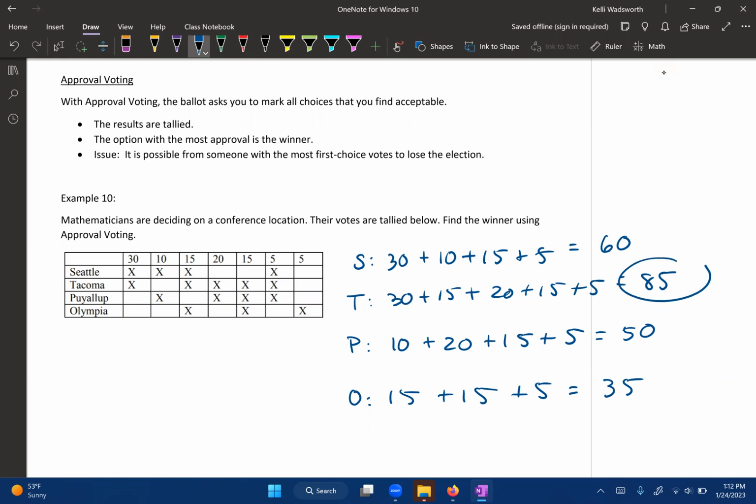Tacoma has the most votes. So Tacoma would win this election using the approval method. All right. That's interesting. Okay.